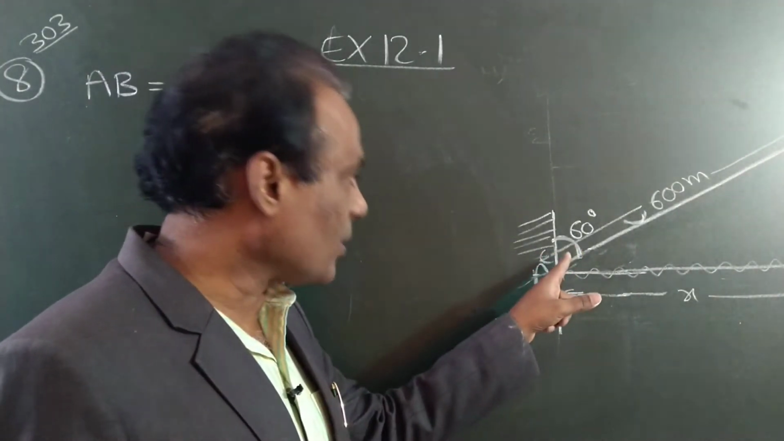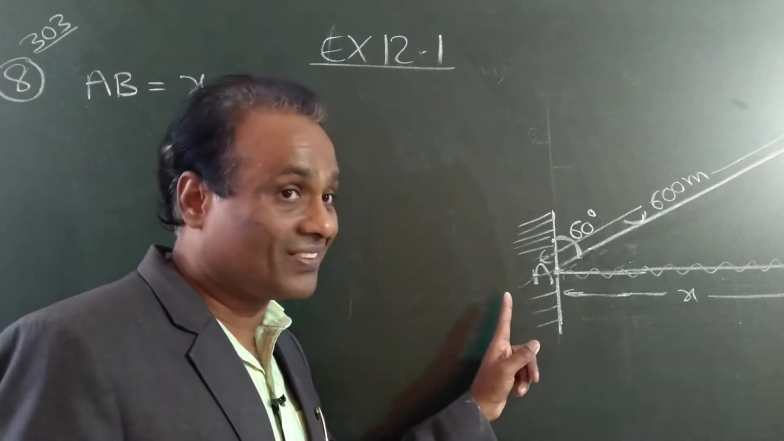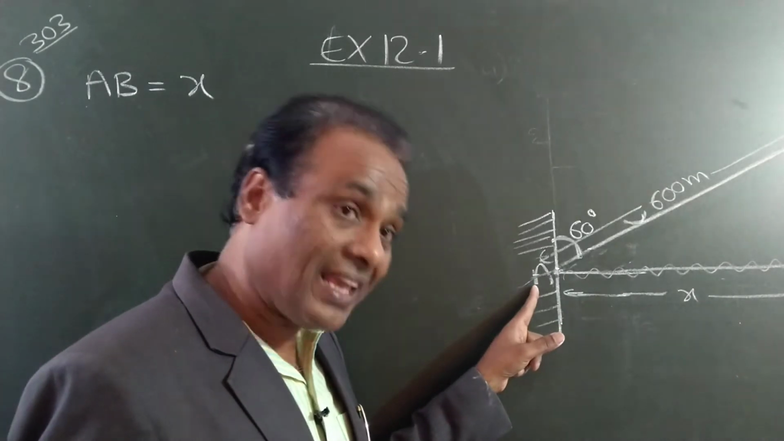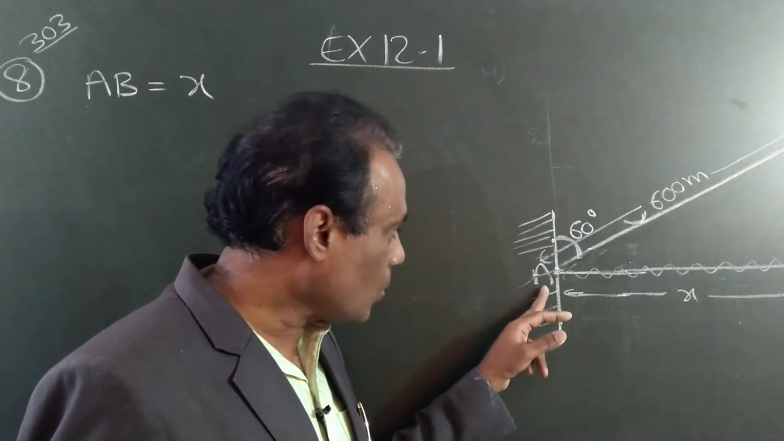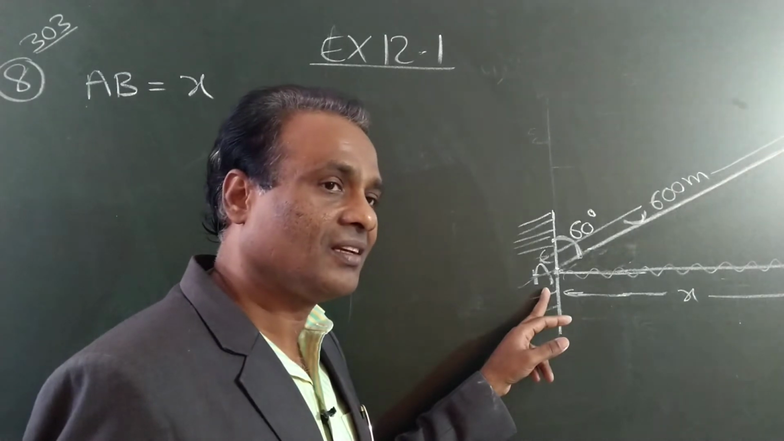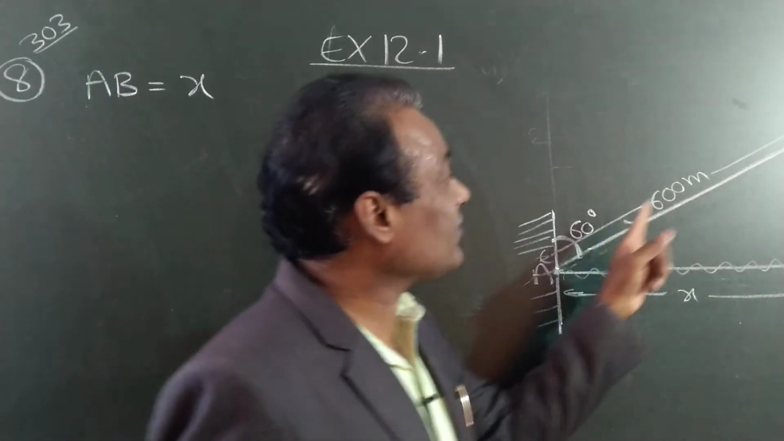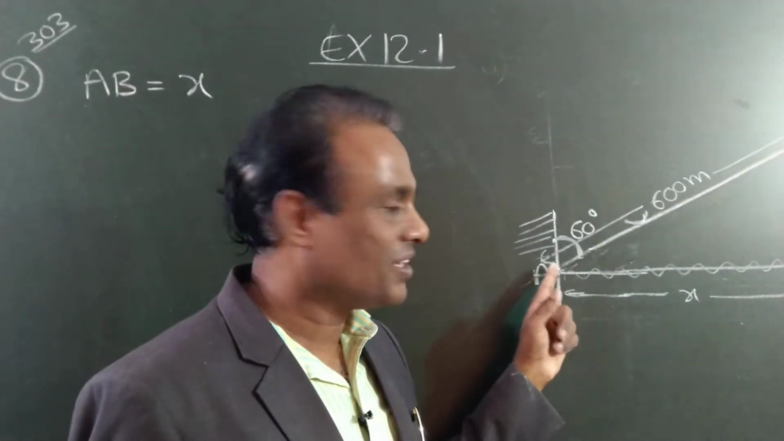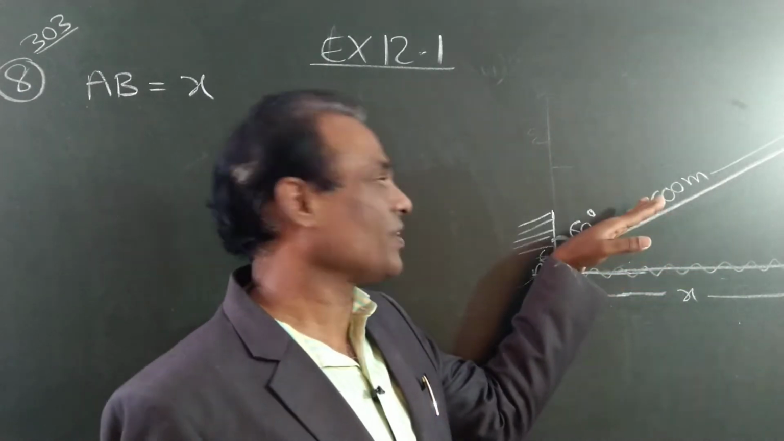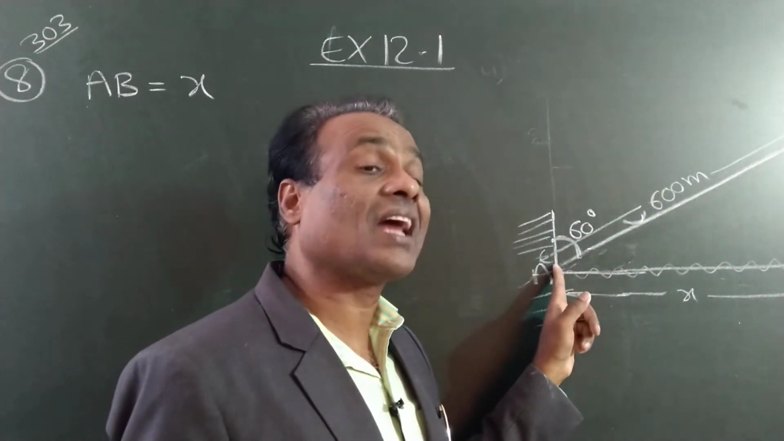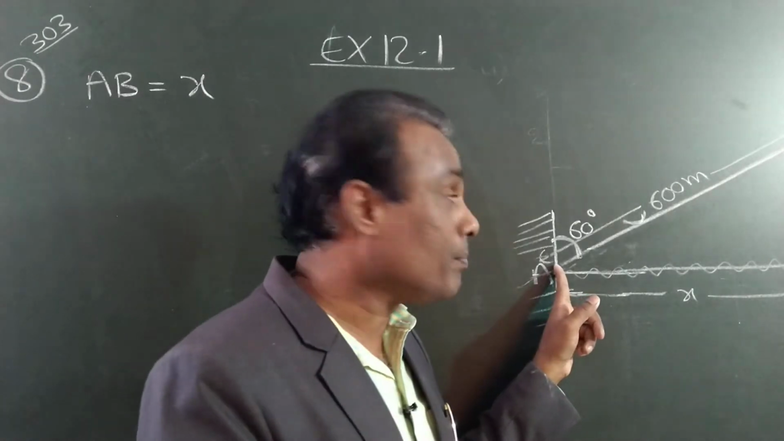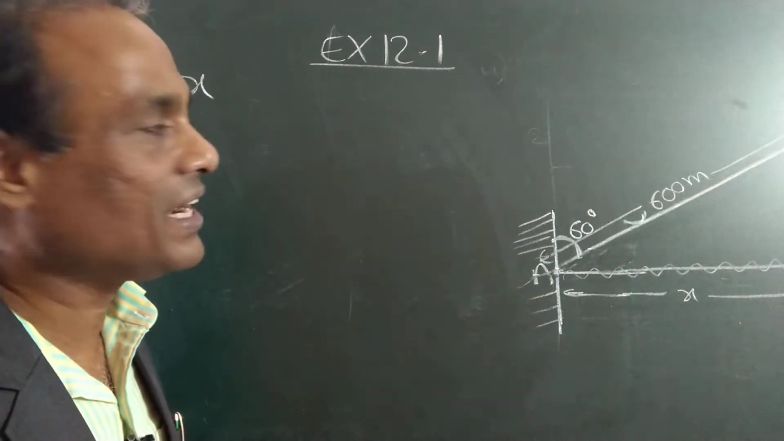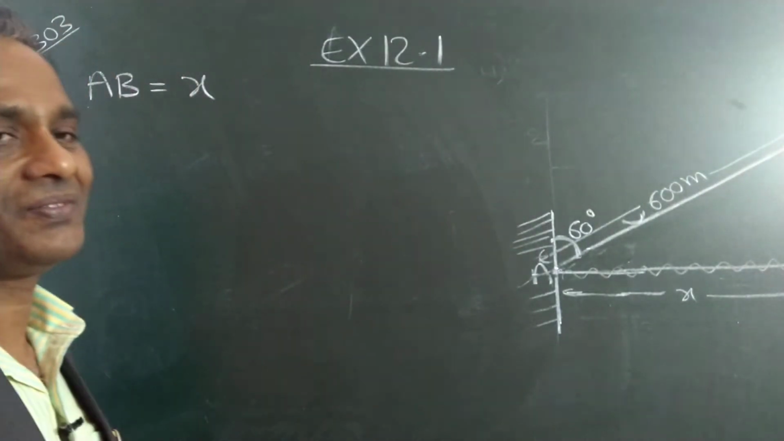Right now, the boat started from A. See the introduction; with this introduction you can understand the problem. Boat started from A. Let it reach the other bank at C. Started from A, but it is not moving straight, it is moving some cross. Let it meet the other bank at C.